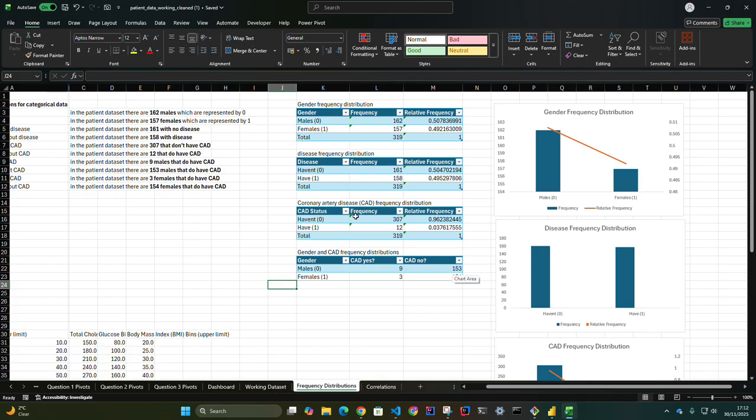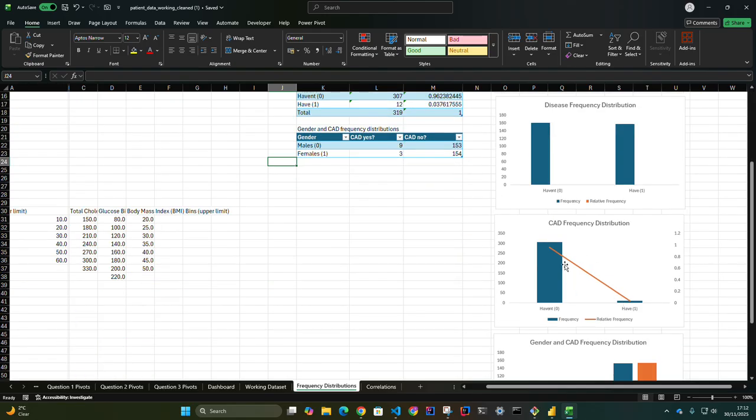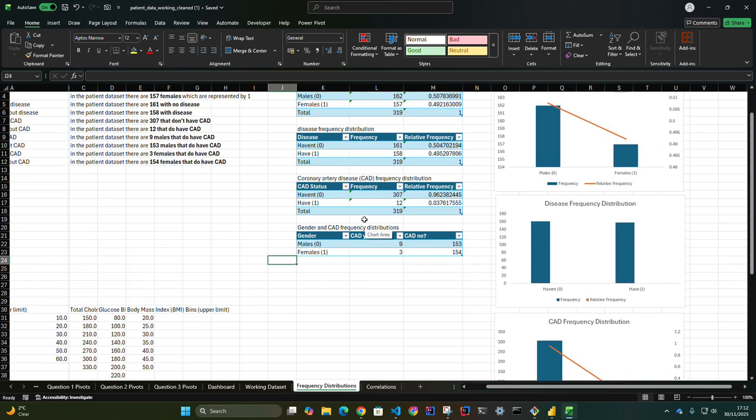For the coronary artery disease frequency distribution, you can see that CAD is actually a pretty rare disease. Only 12 of the patients actually have this disease, which makes up about 3.8%. The histogram that I've added clearly shows the differences between those that have it and those that don't. And for the gender of the patients that have CAD, 9 of them are male and 3 of them are female, which would suggest that CAD is much more common in males.